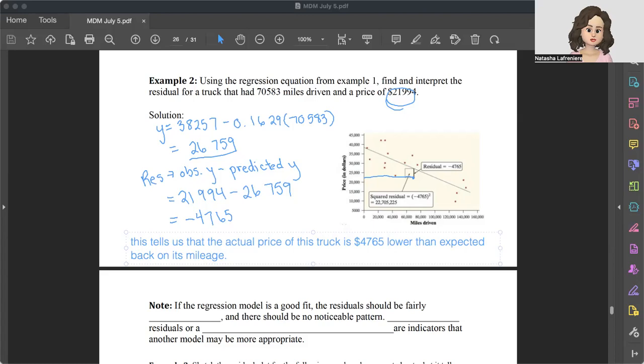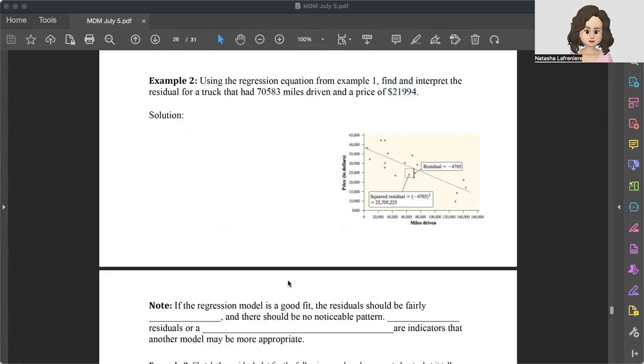Note that if the regression model is a good fit, the residual should be fairly small and there should be no noticeable pattern. So a large residual, such as our example here, or a noticeable pattern, are indicators that another model may be more appropriate. Okay, so I'm clearing this and we're off to example 3.